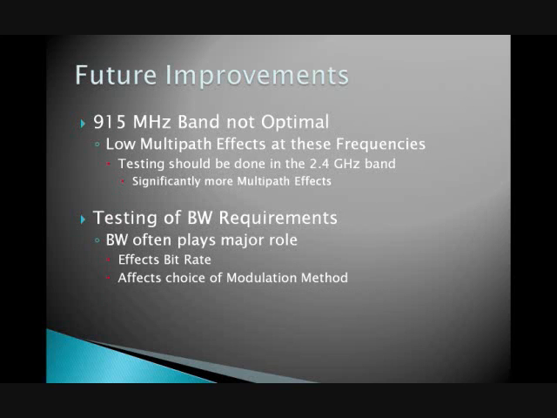As far as improvements, the 915 MHz band is not optimal for multipath effects. We would be able to see many more multipath effects around the 2.4 GHz band where most cell phones operate. Another improvement would be to test bandwidth requirements. Obviously, the choice of modulation technique often depends on the bandwidth requirements.